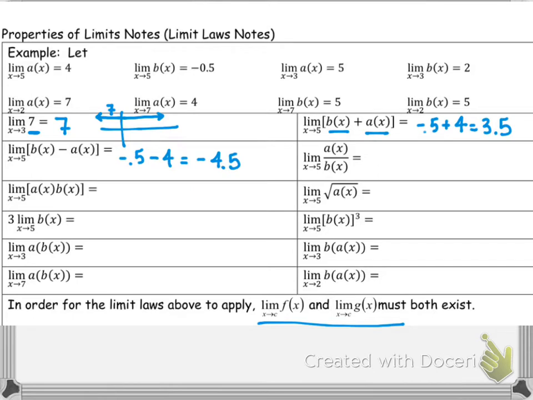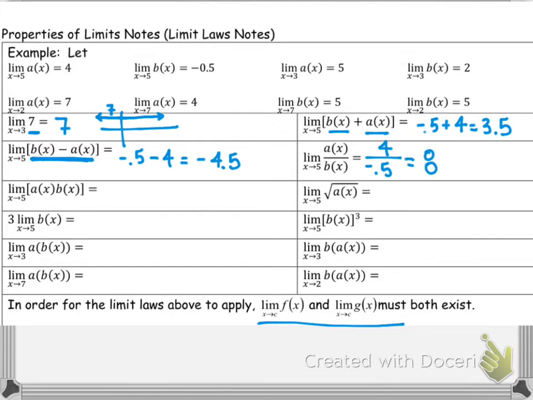So notice that the instructions told us to find the limit of the difference of the functions, and we are finding the difference of the limits. So you're allowed to do that. In order to find the limit of the difference of the functions, we're finding the difference of the limits. Okay, next one, we're dividing. 4 divided by negative 0.5, and that gives us 8.